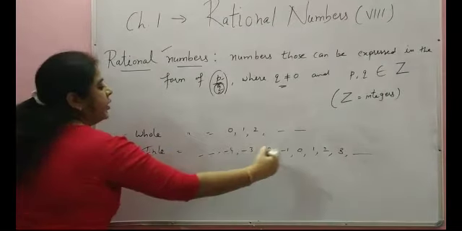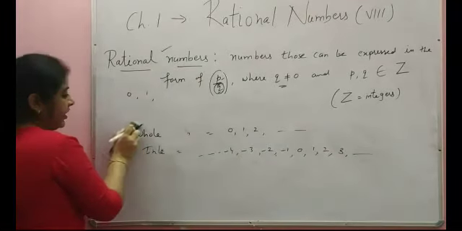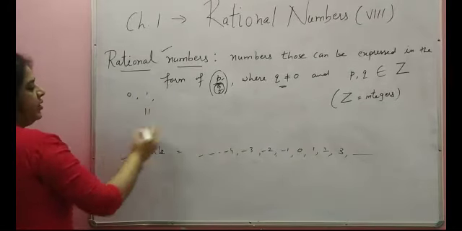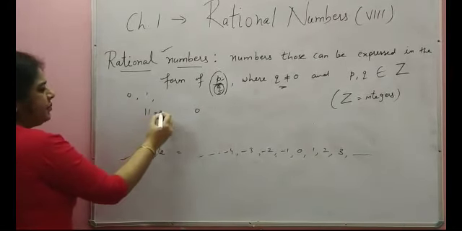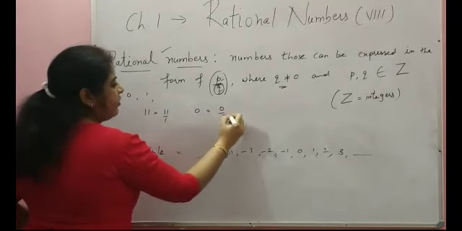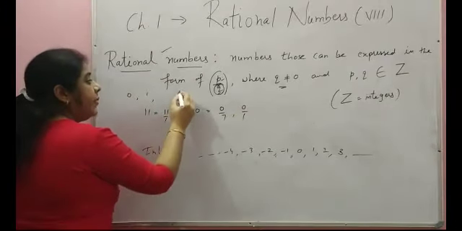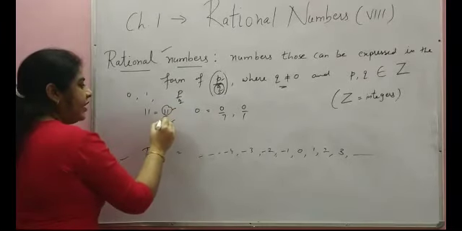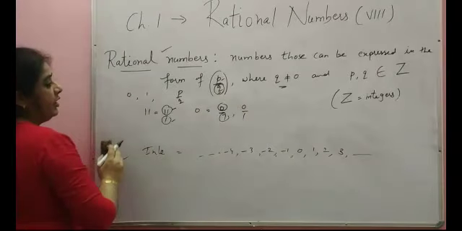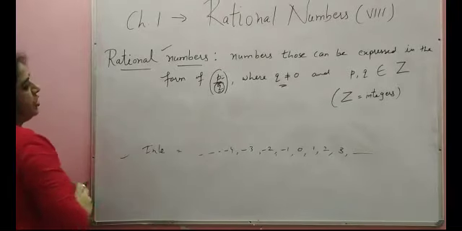Now come to whole numbers. Whole numbers 0, 1 like this. Now see, if we pick any whole number like 11 or 0, 11 can be expressed as 11 by 1, and 0 can be expressed as 0 by 1. So this is also in the p by q form, where p and q belong to integers. It means every whole number is also a rational number.